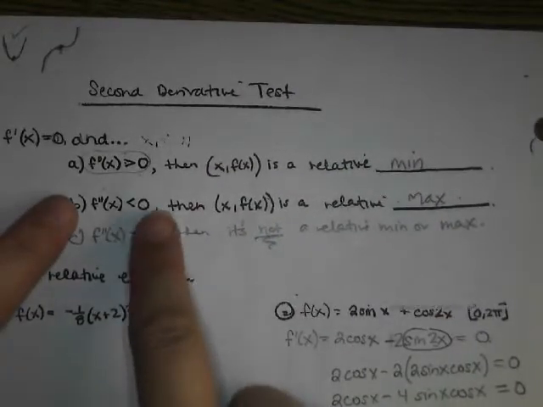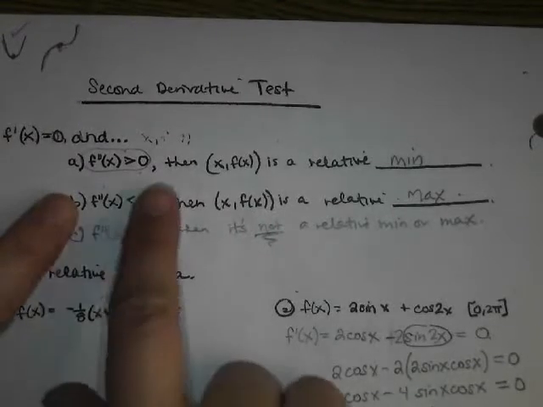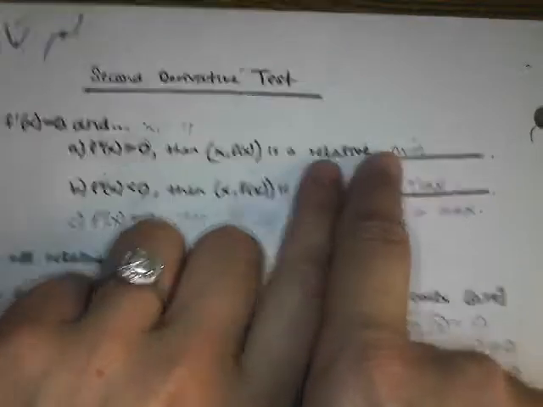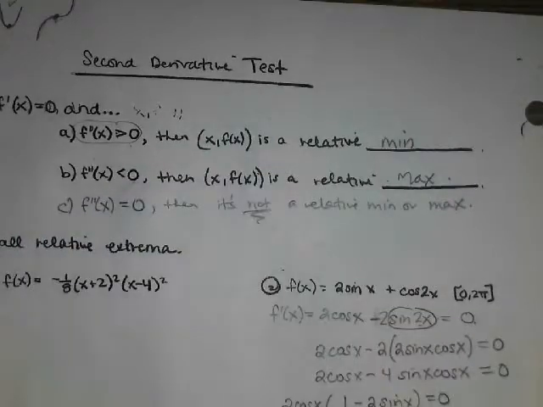If my second derivative is negative, it's a relative maximum, which might be the opposite of what you would think, right? It's just so you know, obviously negative is associated with a maximum in this case, so just be careful of that. But we have to go and find our second derivative, so I'm going to go back up here.